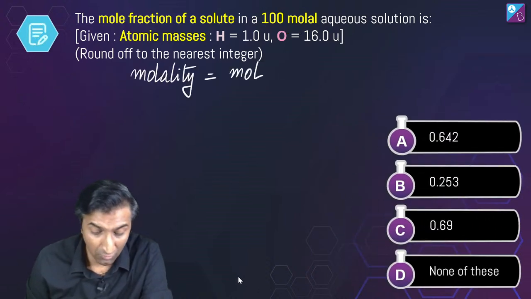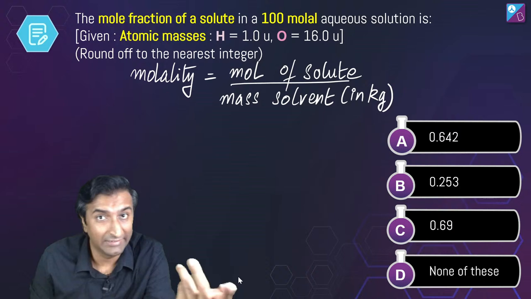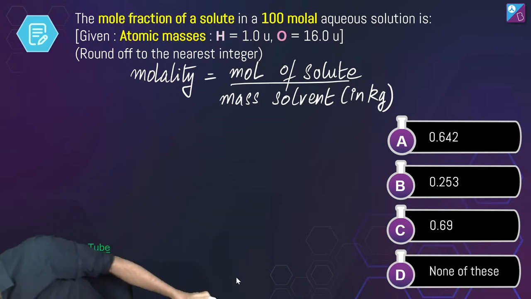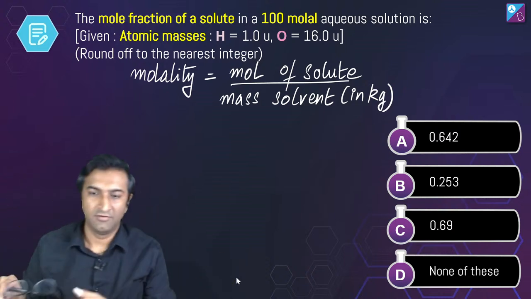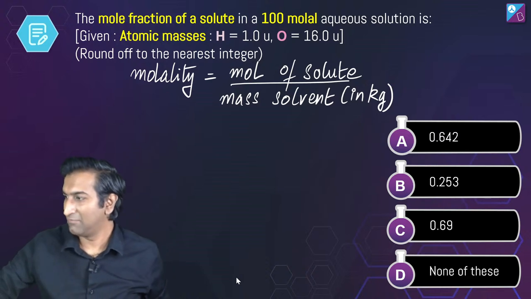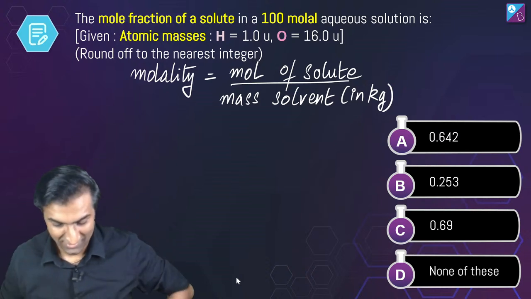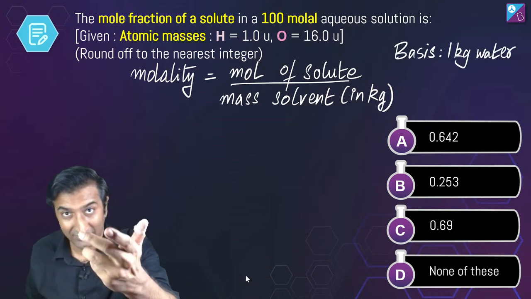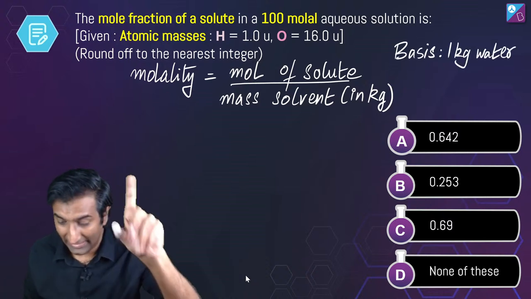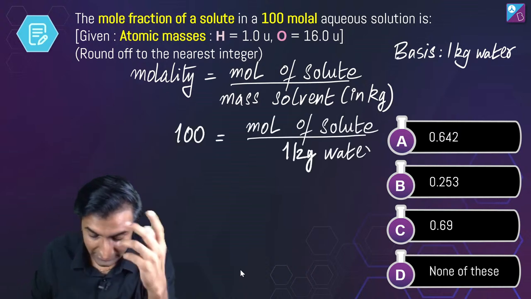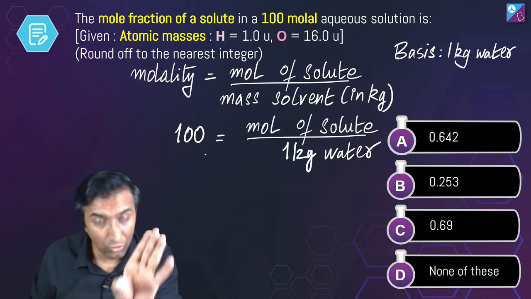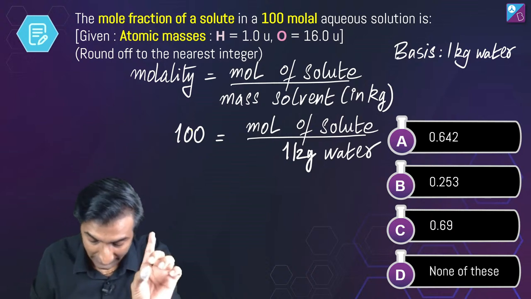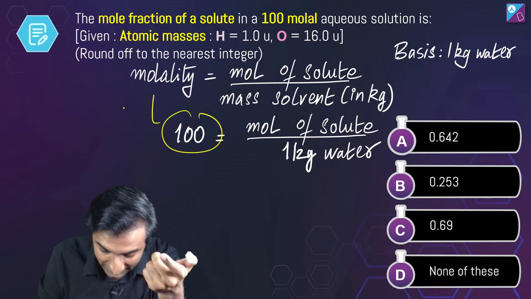How do we do this? Molality is mole of solute by mass of solvent in kilogram. Basis kya hai? 1 kilogram pani. 1 kilogram pani mein kitne mole hote hain? Yahi to nikalna hai. Dekho, 1 kilogram pani mein 100 mole ho gaye solute ke. That you already know, because that is the definition and it's given to you over here.